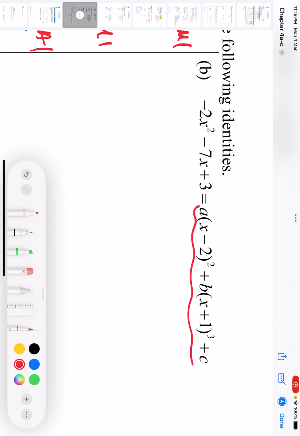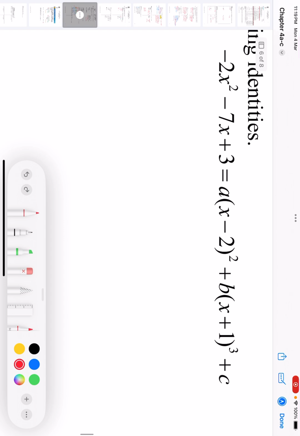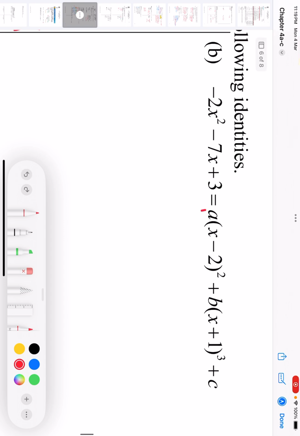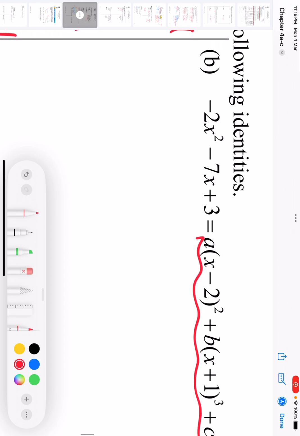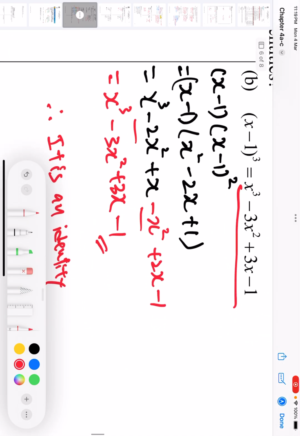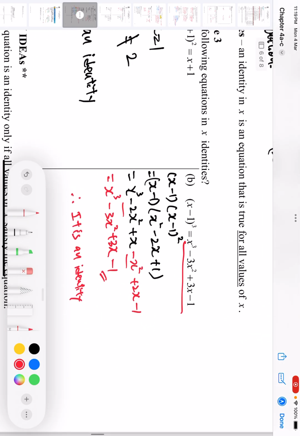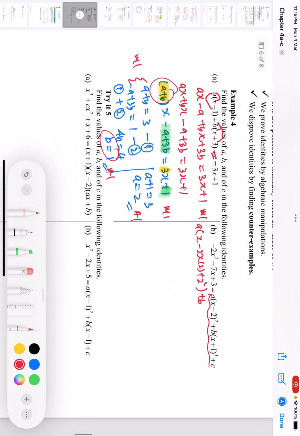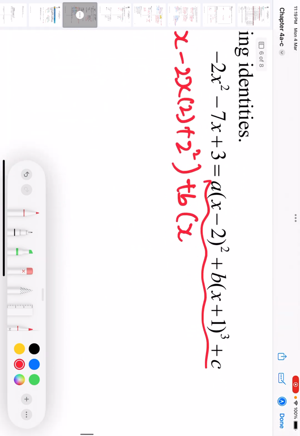So I'm just going to expand this because of a lack of space here, but of course we have the left-hand side, but I'm just going to focus on the expansion of this. So I'm going to get a x minus 2 the whole thing squared, which is of the form a minus b the whole thing squared. So it's a squared minus 2ab plus b squared. And I'm going to have b times x plus 1, the whole thing cubed. We have actually done that earlier. It's basically this. So I'm just going to write down the expansion from that.